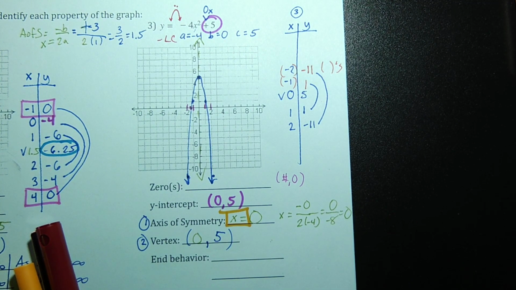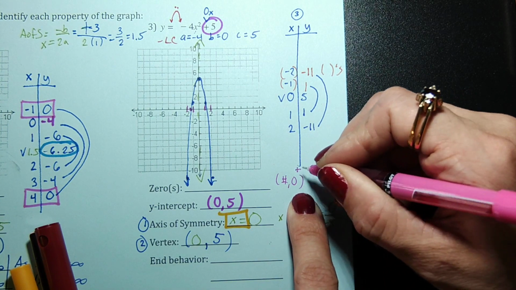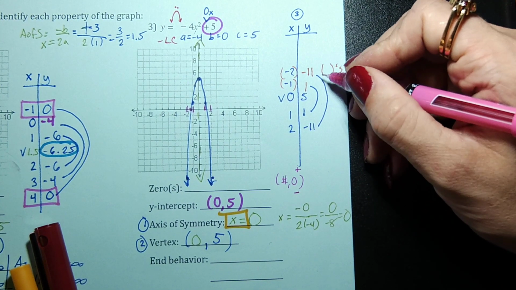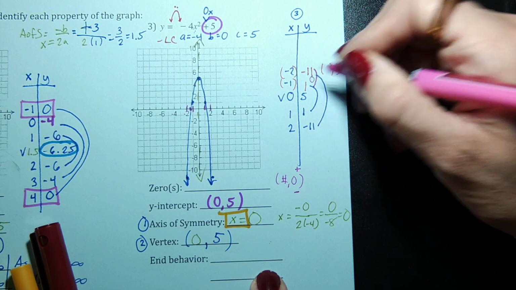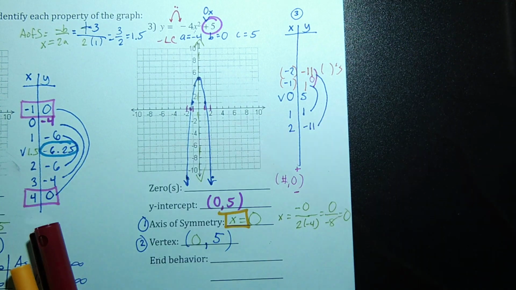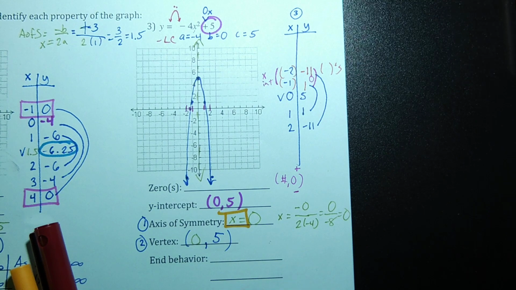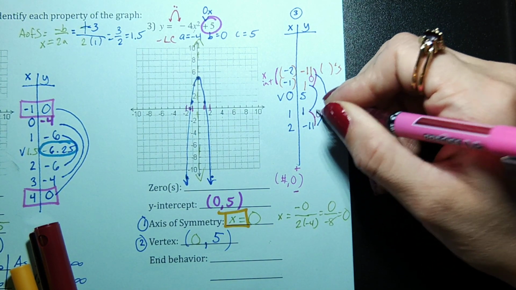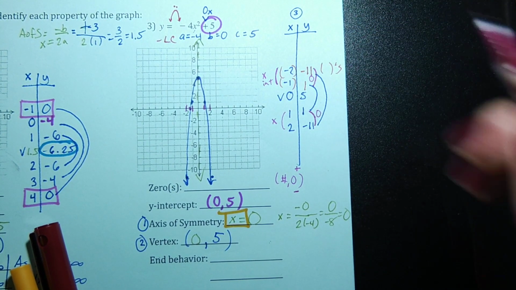But we showed on the table yesterday that when we are looking for that 0, we want to see where our y values change from a positive to a negative. So here I go from negative 11 to positive 1. That means somewhere in between that negative and positive y value, we hit a 0. And that means somewhere in between these two x values, we have an x-intercept. Same with down here. Somewhere between this positive and negative value, we get a 0. So somewhere in between those two values, we get an x-intercept.